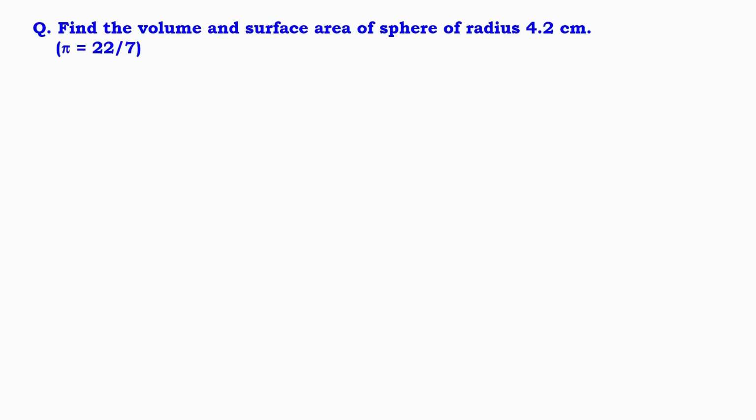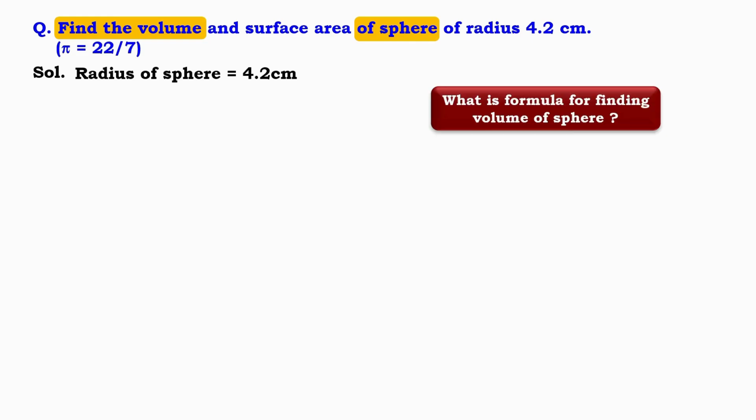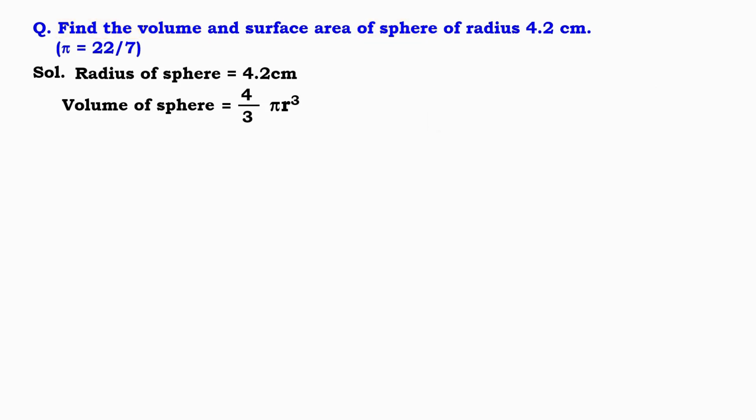Find the volume and surface area of a sphere of radius 4.2 centimeter, where pi is equal to 22 by 7. So the radius of the sphere is 4.2 centimeter. Now we need to find the volume and surface area. So what is the formula for finding the volume of a sphere? That is 4 by 3 pi r cube. Now put the formula and then put the value of it. So 4 by 3 into 22 by 7 into r cube, that is 4.2 into 4.2 into 4.2.